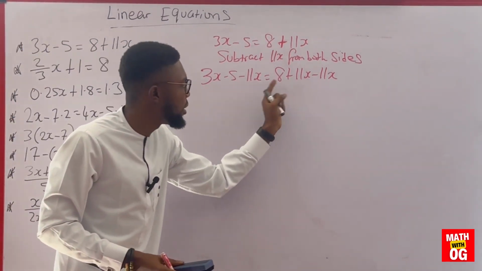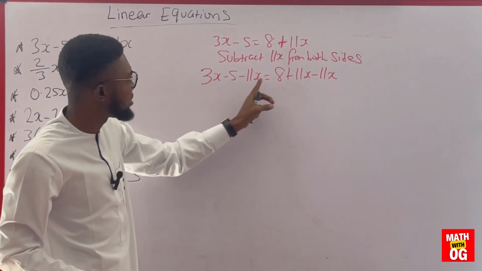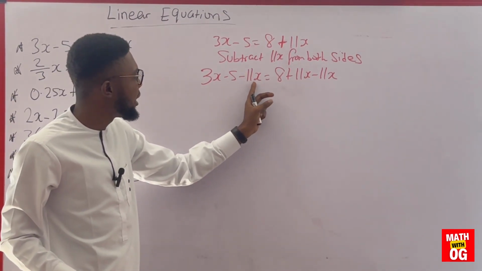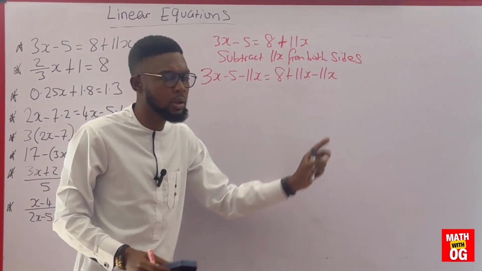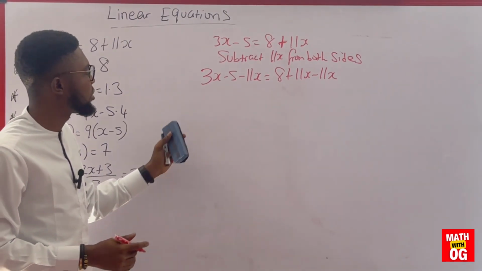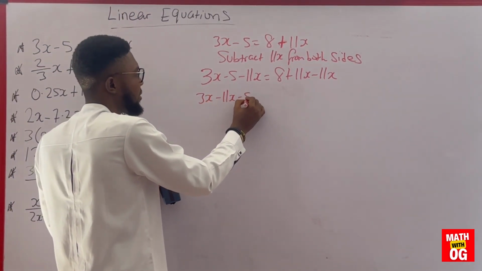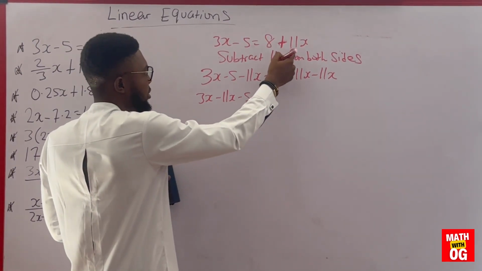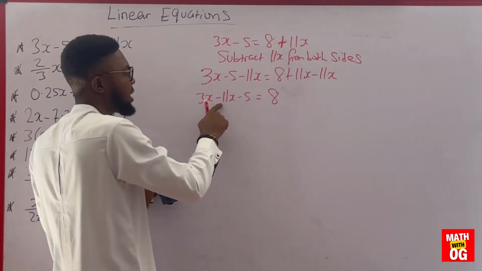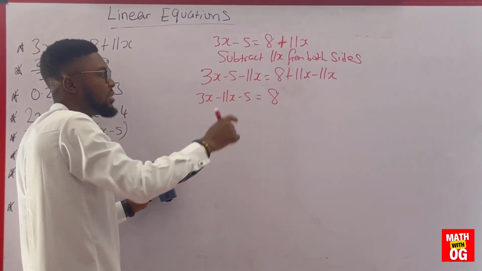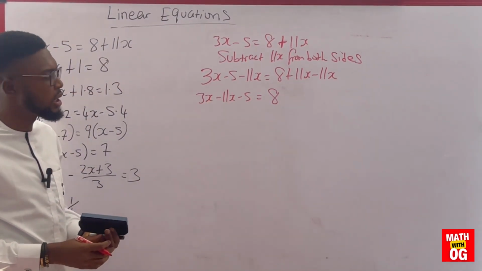So my equation will remain the same, because if this is equal to this, removing 11x from here and removing 11x from here, I have not changed anything. So this will now become 3x minus 11x minus 5, and this will become 8. So you see, I move this to the other side and it changed to negative sign. So I simply subtracted 11x from both sides.